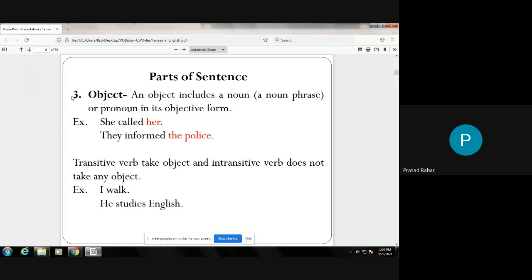And see the next example. He studies English. In this example, he is the subject, studies is the verb, and English is the object. So here in this example, studies is the transitive verb. Why is it? Because it is taking object after it. It is followed by object, and that is why it is the transitive verb.